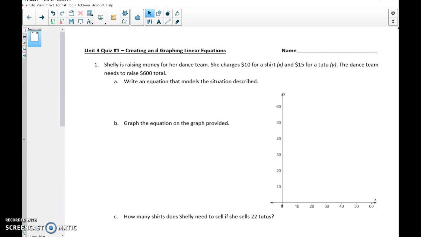Hey everyone, here's the review of the original Unit 3 Quiz 1, Creating and Graphing Linear Equations. Again, this is the original quiz, so you'll be taking a retake version of this, not the actual test that I'm talking about. So let's run through this.